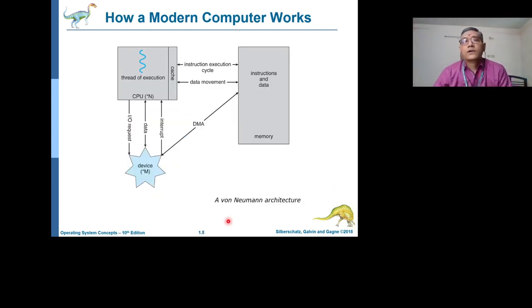Now we will look at how a modern computer works. This typical architecture diagram is with respect to von Neumann architecture. Von Neumann architecture is where instruction and data are stored in a single memory.